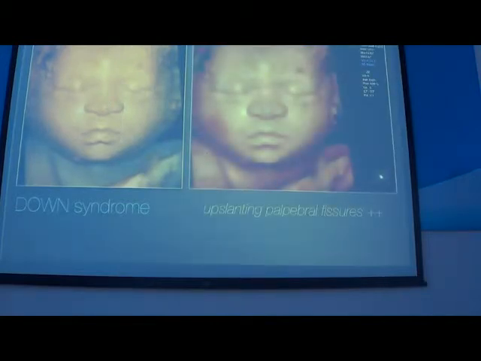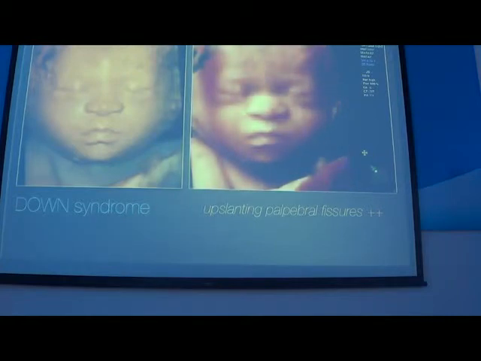And with this one, when you move the light, you can really see the upslanting palpebral fissure.